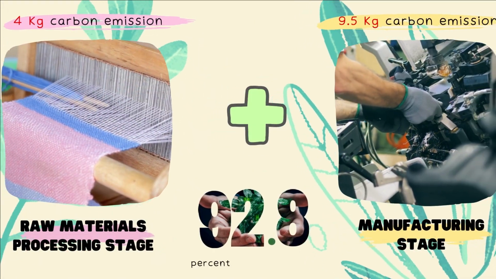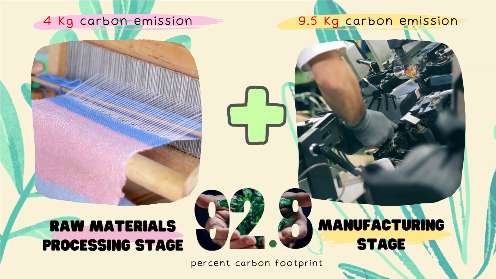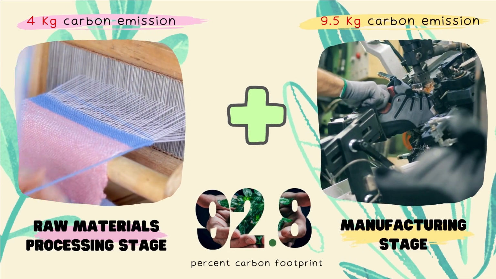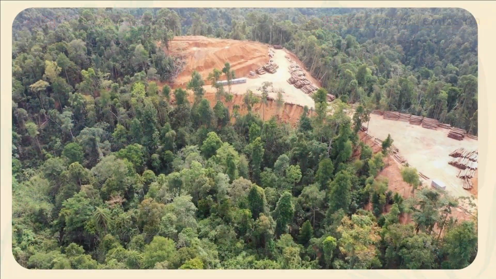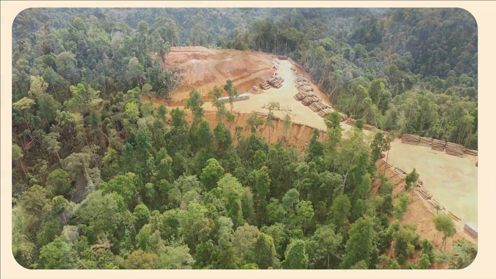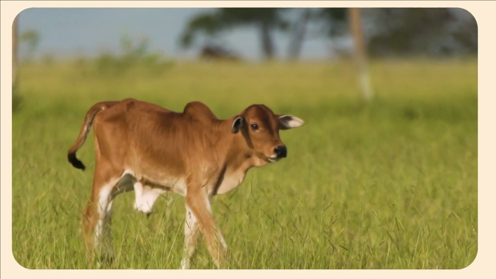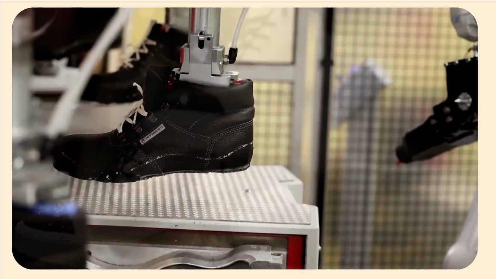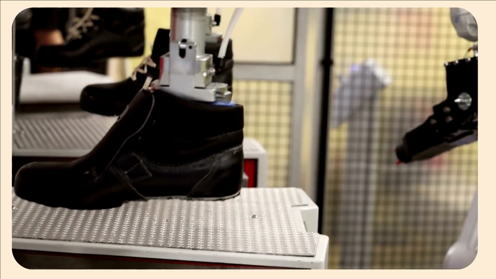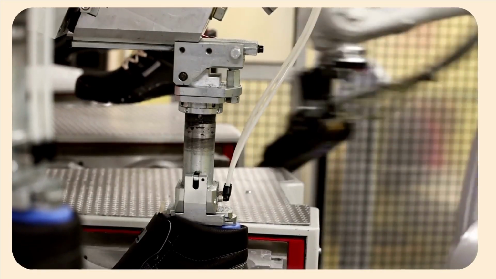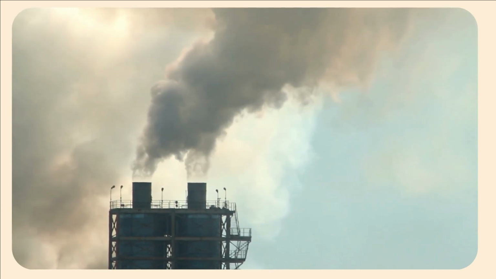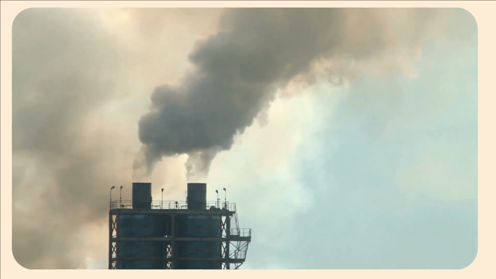Studies found that the raw materials processing stage and manufacturing stage contributed the most to carbon emission in the footwear life cycle. How so? Currently, the main cause of deforestation in the Amazon is cattle farming, and 50% of all leather products are turned into raw materials for shoe production. Meanwhile, the manufacturing stage uses up large amounts of machinery and chemicals that are easily leaked into the environment, and these make up 1.4% of global greenhouse gas emissions that the footwear industry is responsible for.